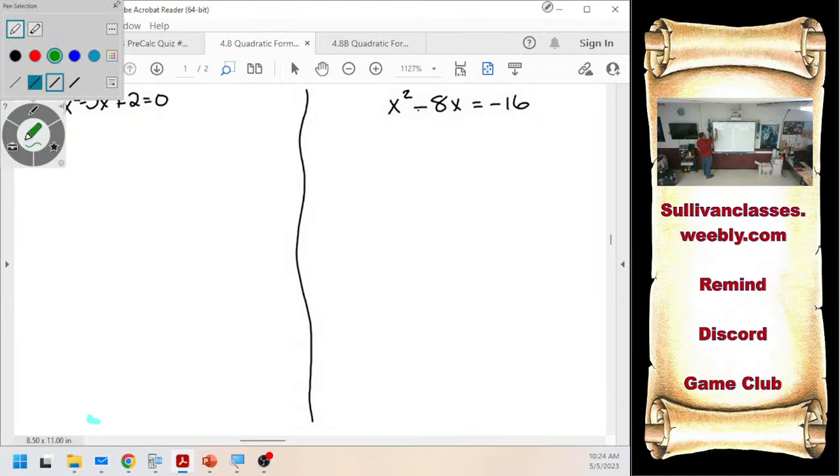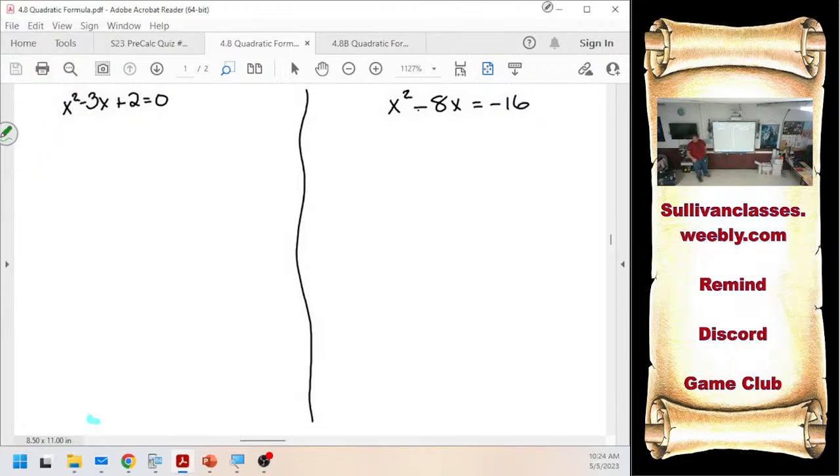Okay. This looks like we were a little confused, but then we did a few and, oh wait, it's the same thing every time. First up, I look at my equation, that's number 1, and say, does it equal 0? Okay, so I don't have to go moving anything. Tell me what A, B, and C are. A is 1, B is -3, the number in front of x, C is 2.